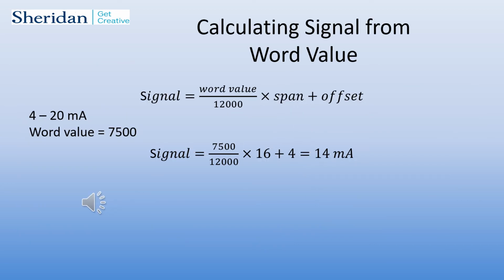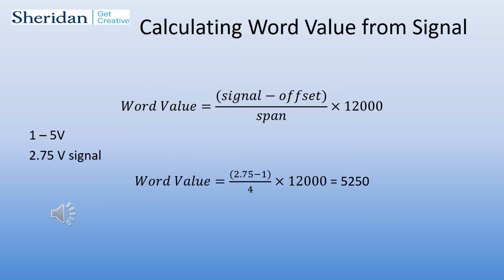Okay, let's look at doing some math here with word values and signal. Let's calculate a signal from a word value. The equation is: signal equals the word value divided by 12,000, times the span, plus the offset. Very similar to what we did in instrumentation. So if you have a 4 to 20 milliamp signal and the word value is 7,500, the signal is 7,500 divided by 12,000 times 16 plus 4, and that comes out to a 14 milliamp signal.